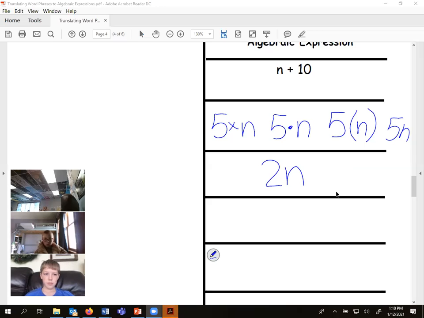Okay, our next one is a number r subtracted by 10. Jack? R minus 10. Yeah, r minus 10. So this is our number subtracted by 10.